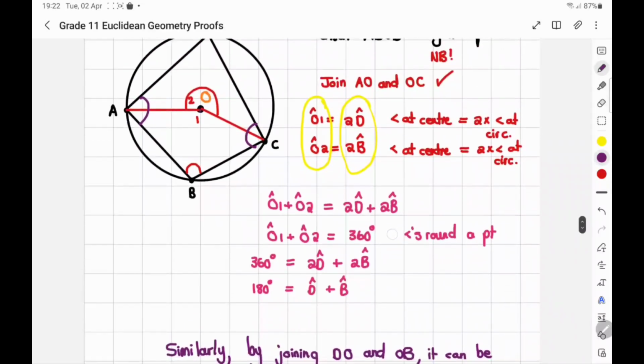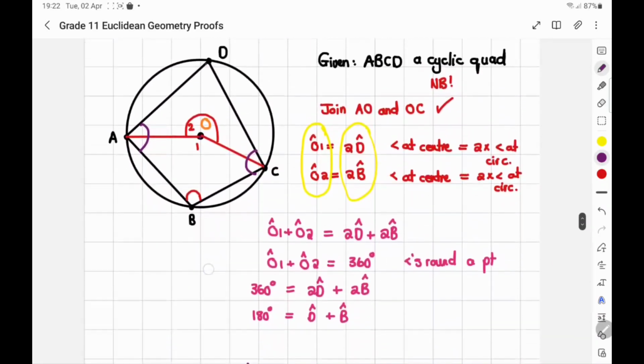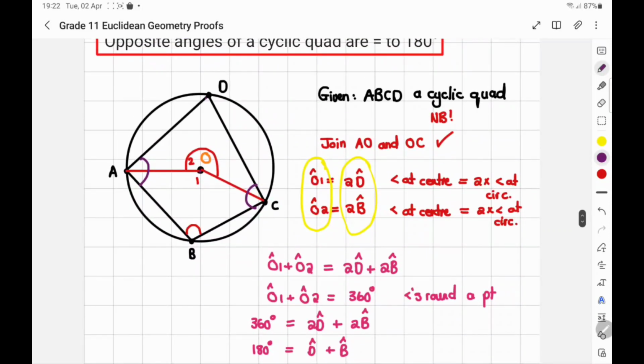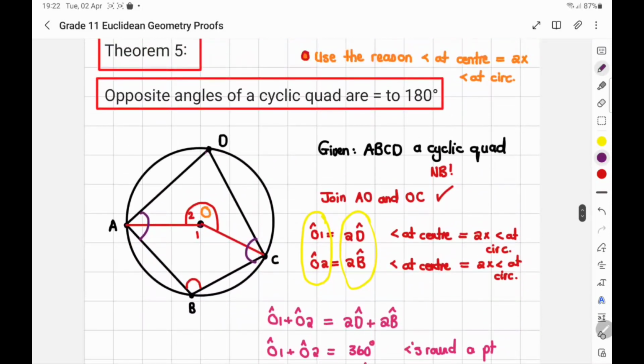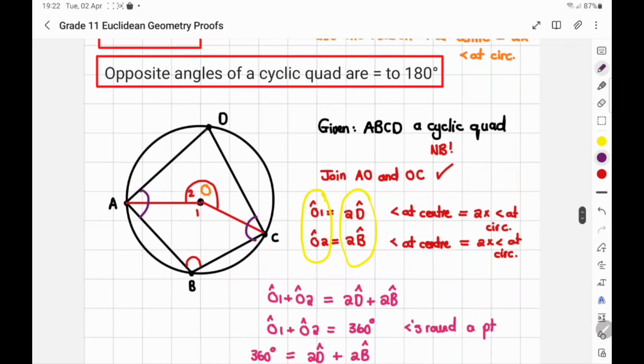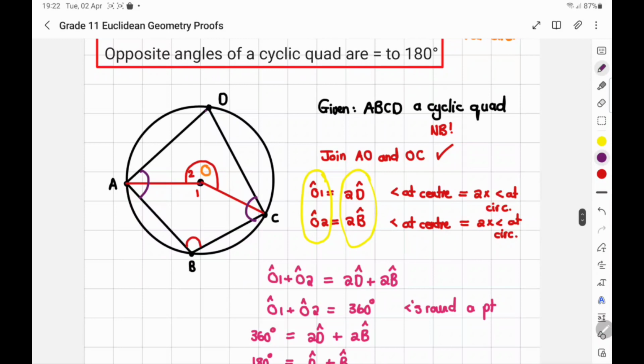So you can always do that, but it depends on what they ask you. If they say to you, the opposite angles of a cyclic quad are equal to 180, you could have used any pairs. If they specifically told you to prove that angle A is equal to angle D, then I would rather have joined these two lines and then used those to work with. The opposite angles of a quad are equal to 180. I hope that makes sense.